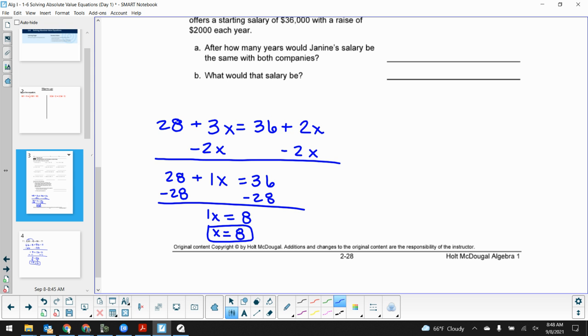What does that mean? That means 8 years. That's when the cost would be the same. Now, what salary would that be? Well, let's plug it in. It was 36,000 plus 2,000 times 8 years. Now, put it back in terms of thousands once I'm all done. 36 plus 16 is 52.